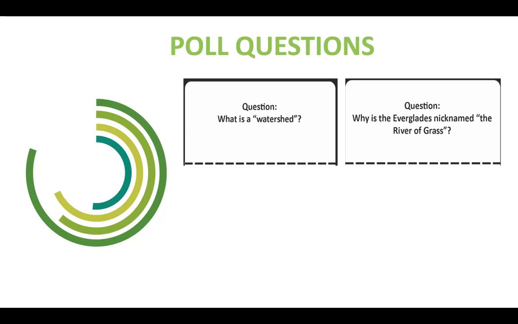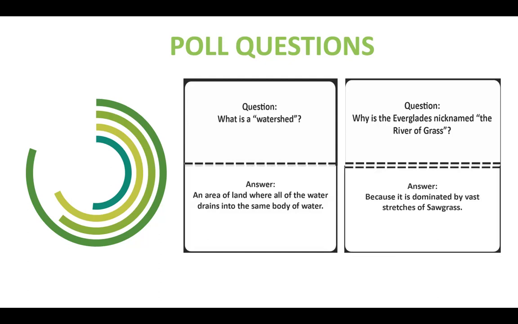So an overwhelming majority of you answered correctly that a watershed is an area of land where all of the water drains into the same body of water. And the Everglades is nicknamed the River of Grass because it is dominated by vast stretches of sawgrass with slow flowing water. Some of you may also have heard the word Pa-hay-okee before. That's an incredibly important word in terms of Everglades education. It is a seminal word that means grassy waters. So a big theme is a lot of grass, a lot of water, and a lot of area to explore.